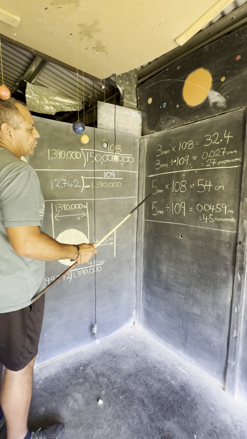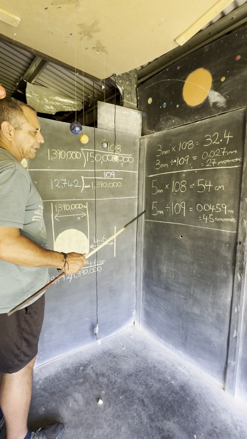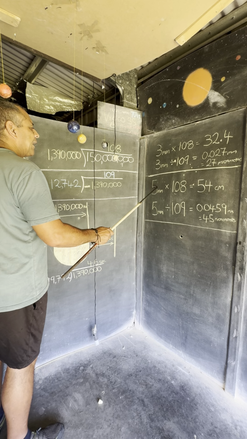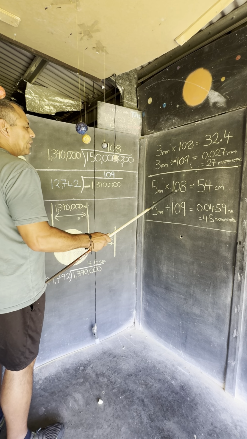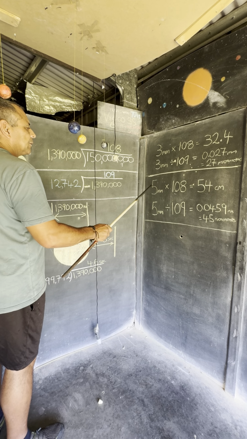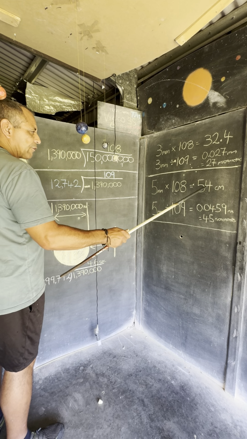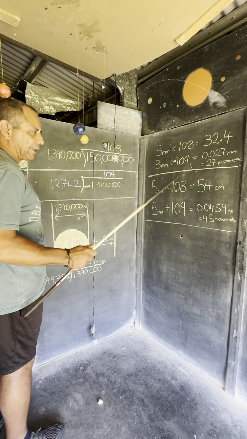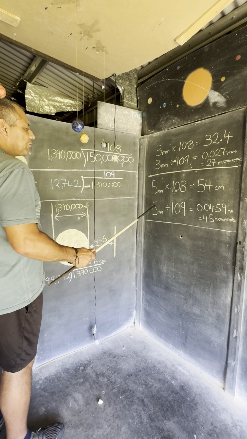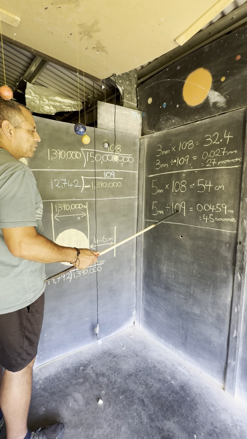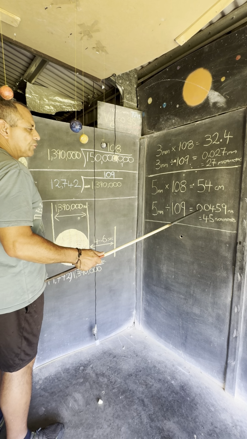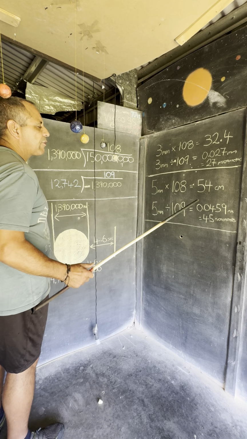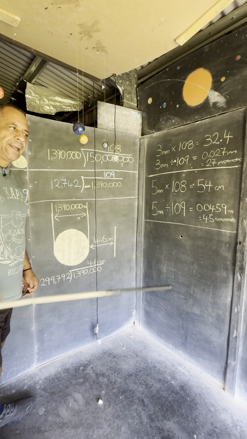To find the distance of Earth from the sun, we multiply by 108 because there are 108 sun diameters between Earth and the sun. So 108 times 5mm is 54 centimeters, okay? So the distance between the sun and Earth is 54 centimeters. The Earth's size is 5 millimeters divided by 109, which equals 0.0459 millimeters. That's 45 micrometers, okay?